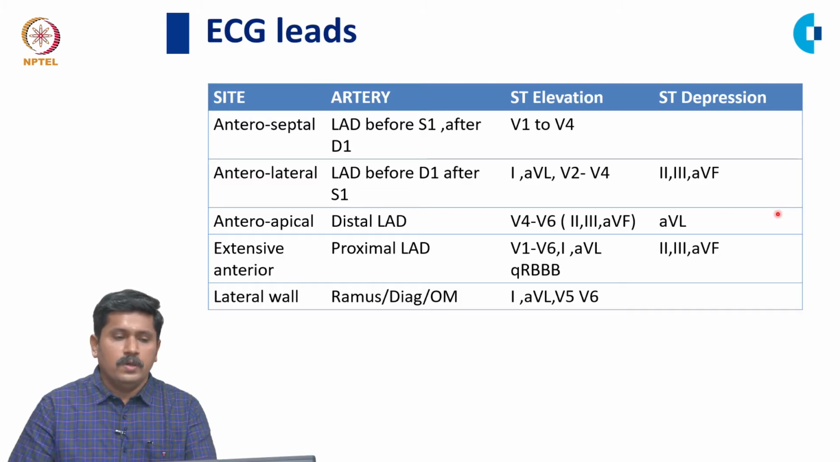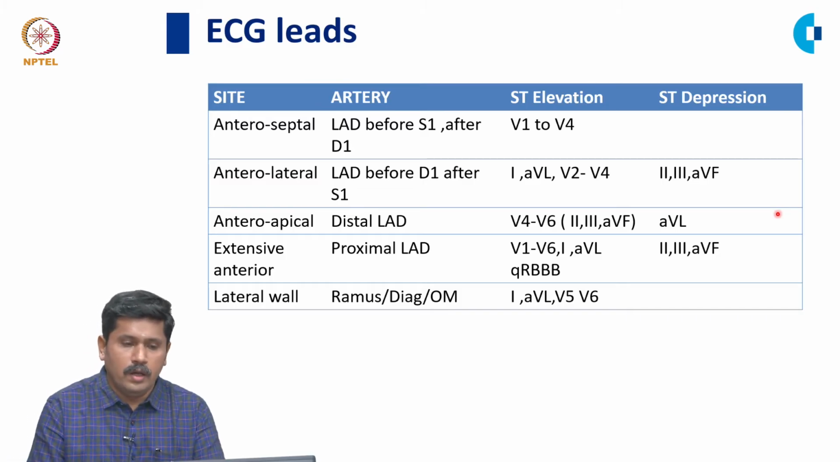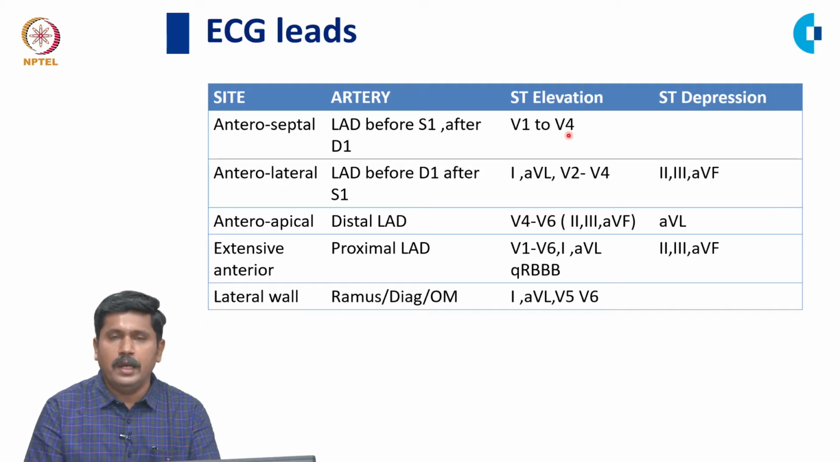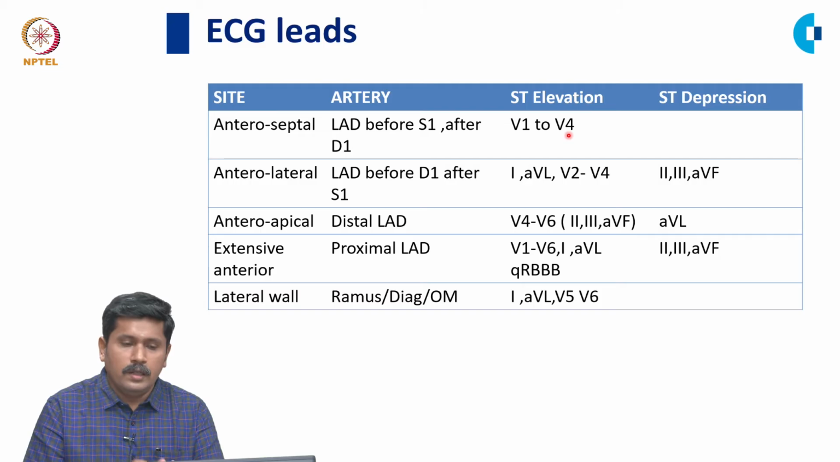So, in case of an anteroseptal myocardial infarction, there is an ST elevation in V1 to V4. That is, the LAD before S1 is occluded, that is, the septal vessel is involved with this occlusion, and the lesion is after the diagonal, that is, D1 arises first, followed by septal, and in between is the lesion.